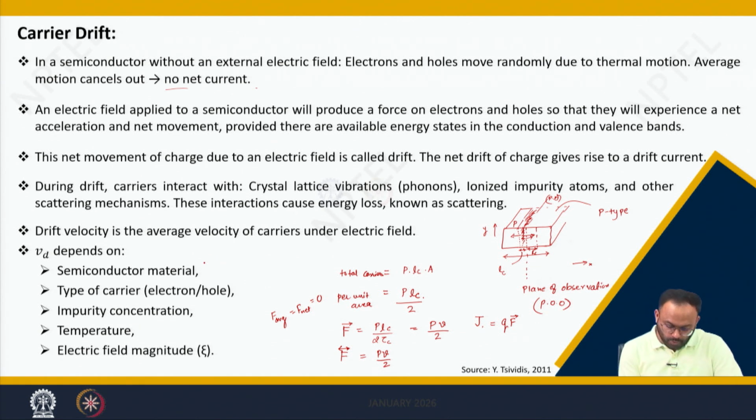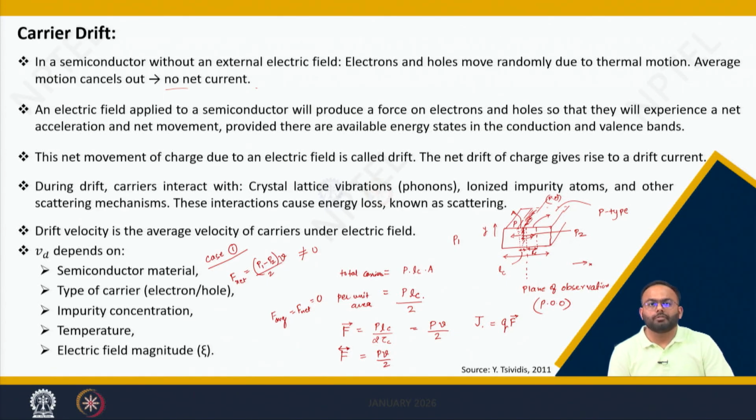Now let us analyze two cases. Case number 1: we assume that the concentration in this strip and the concentration in the strip on the right-hand side are not the same. On this side the concentration is P1 and on this side it is P2. So what is the flux? The flux will be P1 minus P2 divided by 2 into V, and hence you will get a net flux. You cannot say the net flux is 0. So the net flux will not be 0.